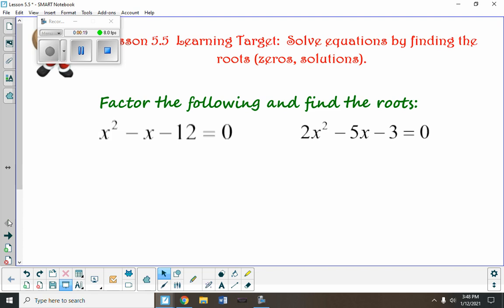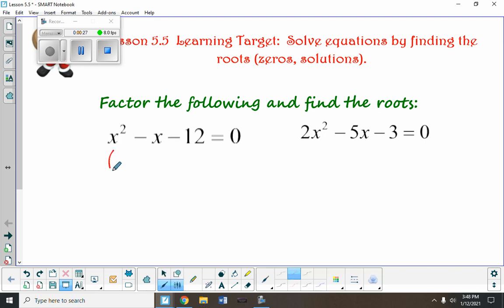First of all, these are both quadratics, and we can factor this first one. Let me go ahead and get a pen on. That one will factor. Now, if we couldn't factor, remember, we would use the quadratic formula. The factors of 12 are 4 and 3, and if we have a minus 4 and a plus 3, that would give us this negative 1 right here.